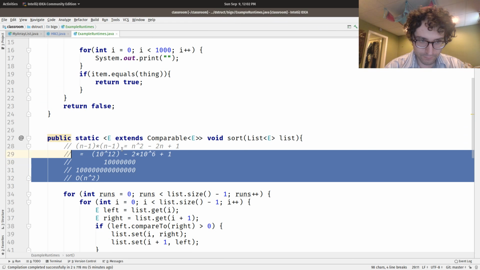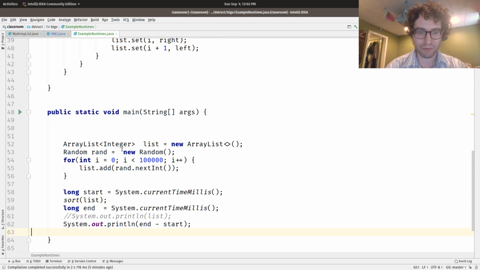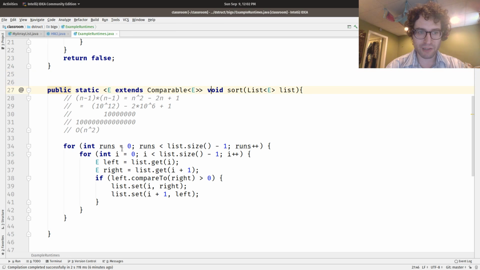So these quadratic runtimes get very, very dangerous very quickly, in terms of the amount of space. But you can still sort a substantial amount of items. We were sorting 100,000 items fairly quickly. And there are better sorting algorithms.